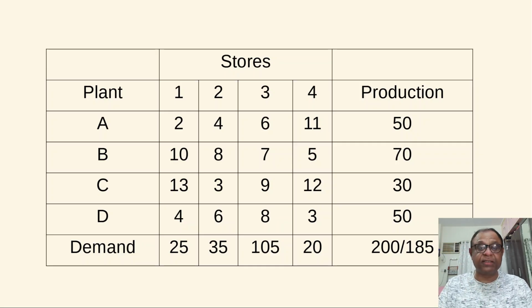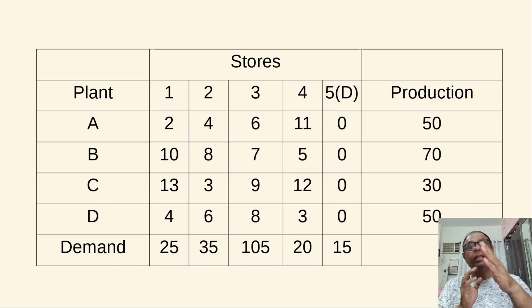Now, how do you adjust this? You adjust this by creating a dummy store. Now, your 5D is your dummy store. The maximum demand of this dummy store is going to be 15. This is nothing but the difference of 200 and 185, which is the excess production minus the demand. Now, having done that, we'll use the Vogel's approximation method to solve this problem.